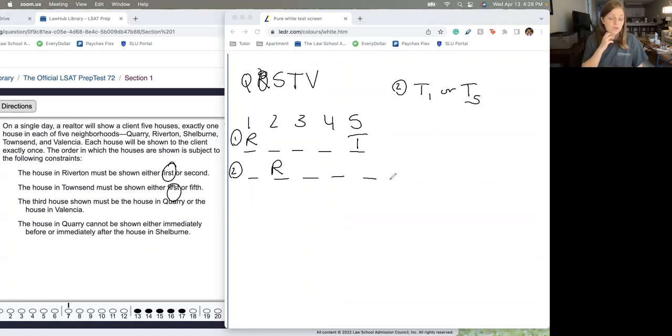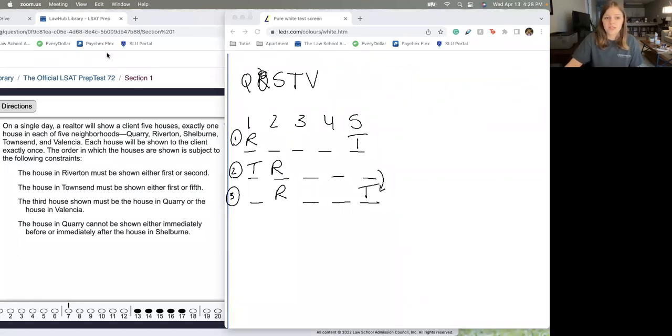Now, world number 2 is a little bit different. It's not forcing T to go anywhere, but it's very similar to how that R rule was. I either have T in 1 or I have T in 5. So I'm just going to break it up and have one where T is in 1, T is in 5. Again, super easy. Don't really need to rewrite that rule because I can just throw T in there.